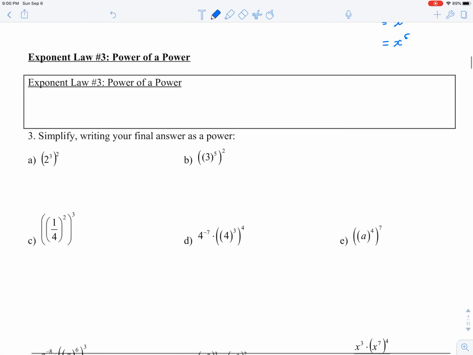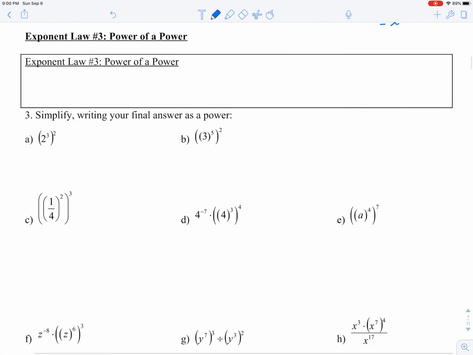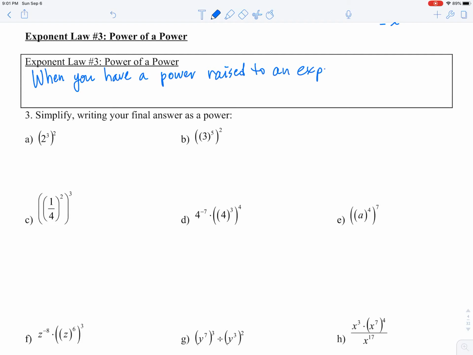Exponent law 3 is power of a power. And that means we take a power and then we raise it to another exponent. So when you have a power raised to an exponent, we multiply the exponents.